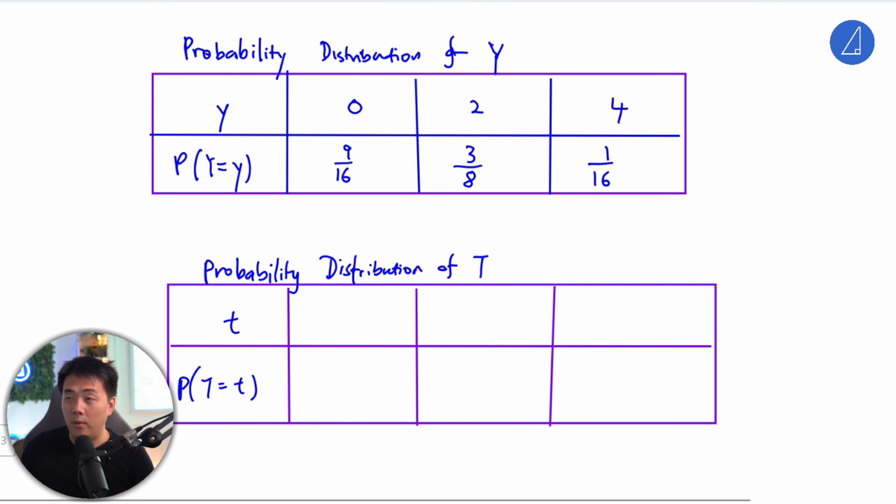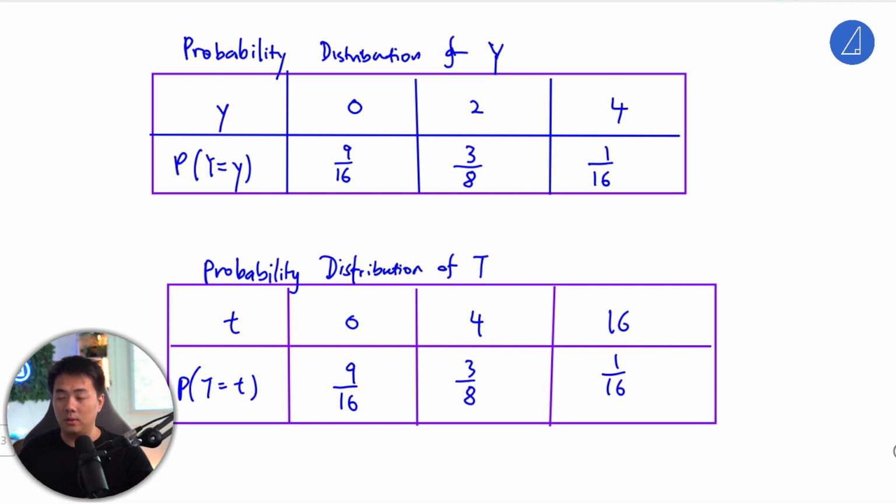So T is given by Y squared: 0 squared will be 0, 2 squared will be 4, and 4 squared will be 16, right? When you copy down the probability, it will be the same probability. You don't change the probability because that is the probability attached to that discrete value. So this is how we do it.